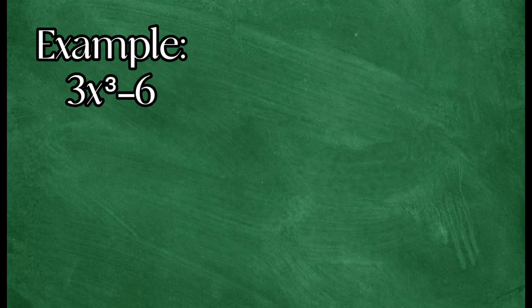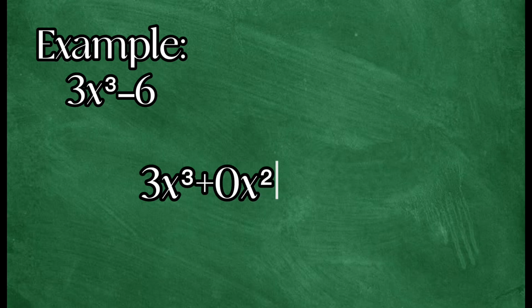For example, 3x cubed minus 6. As you can see, we have missing powers or missing terms, and as we said, we cannot proceed on dividing without those missing powers or terms. So, from 3x cubed minus 6, we write it as 3x cubed plus 0x squared plus 0x minus 6. Now that we have arranged it to its descending power, we can now proceed on dividing it.